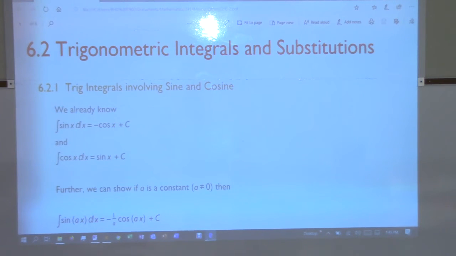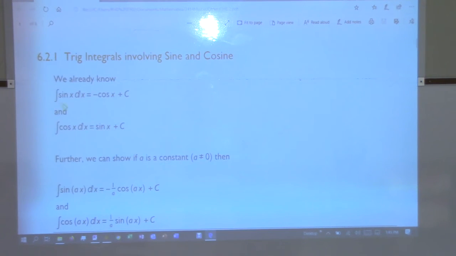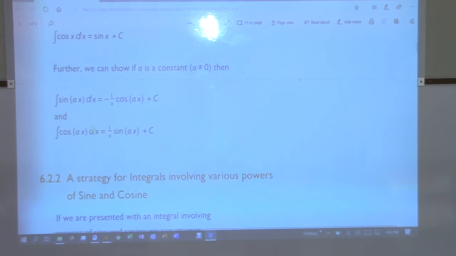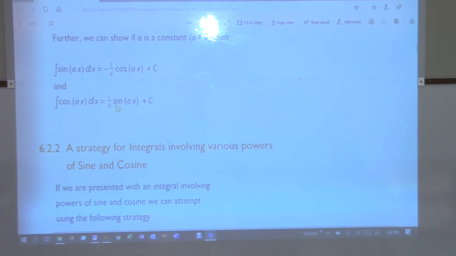So here are some things we already know. We all know the antiderivative of sine is negative cosine. We all know the antiderivative of cosine is sine. We also know that if we had a constant in front of x, we talked about this last class, we just have to scale it out. So we've done enough of that.